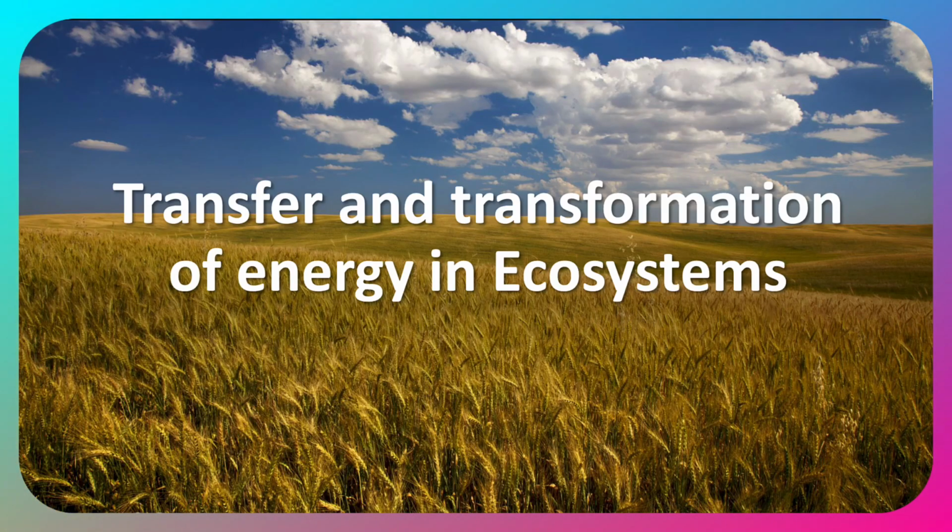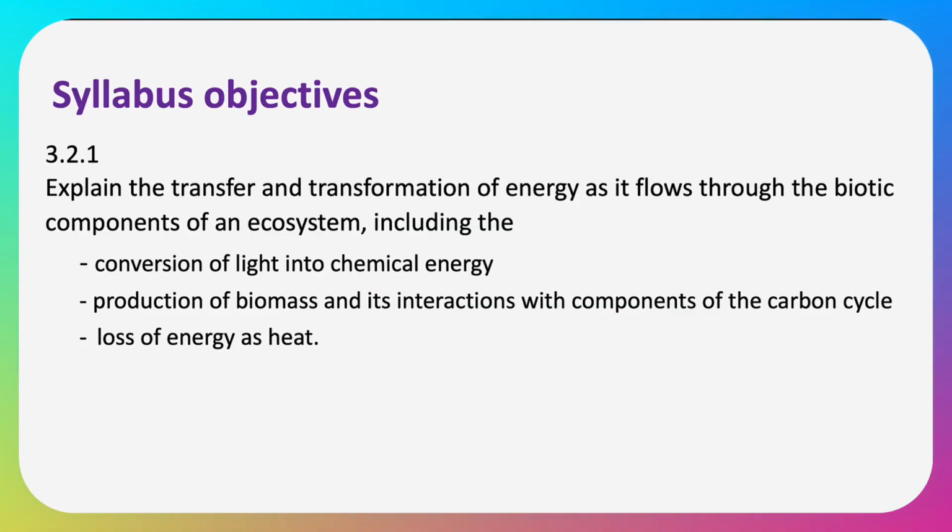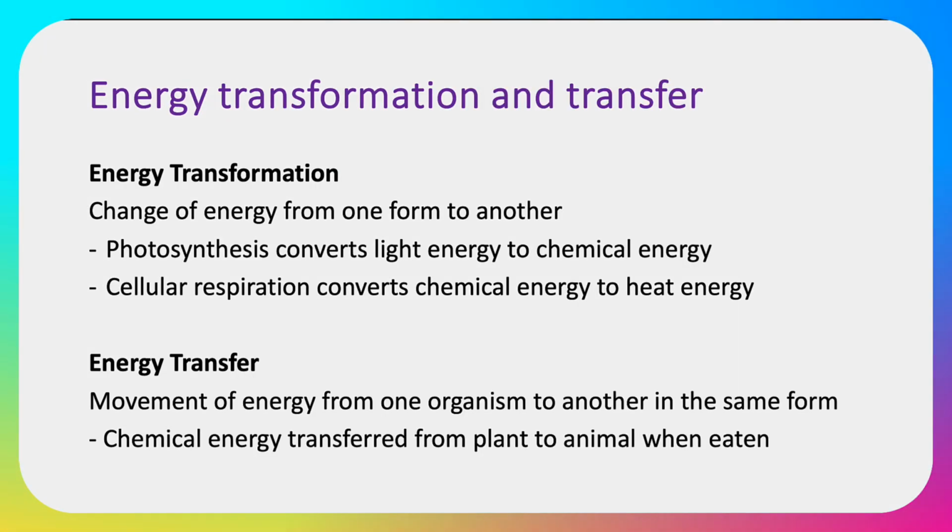Okay, so let's talk about transferring and transformation of energy in ecosystems. Here's the syllabus objective. We need to be able to explain the transfer and transformation of energy as it flows through the biotic components of an ecosystem, including conversion of light into chemical energy, production of biomass and how it interacts with the carbon cycle, and also loss of energy as heat. So let's get into it then.